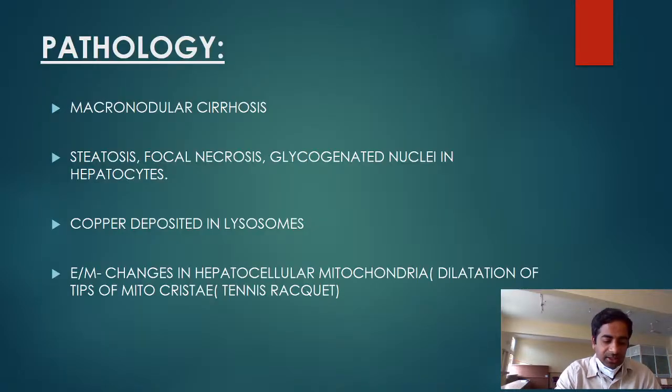So pathology, you see macronodular cirrhosis. There is steatosis, focal necrosis, glycogenated nuclei in the hepatocytes, with copper deposited in the lysosomes. On electron microscopy, you see changes in the hepatocellular mitochondria, which is dilatation of the tips of the mitochondrial cristae. We call it the tennis racket. Okay, so this is one important electron microscope change. Copper is mainly deposited in the lysosomes, and because there is cirrhosis, it is very important that it is macronodular, never micronodular. Examples of macronodular, you have non-alcoholic fatty liver disease, alcoholic liver disease, all those are macronodular.